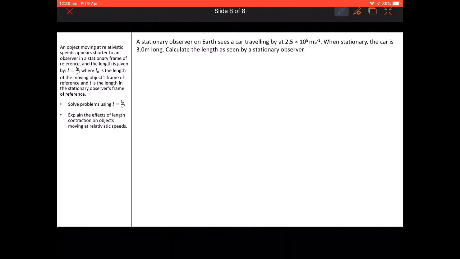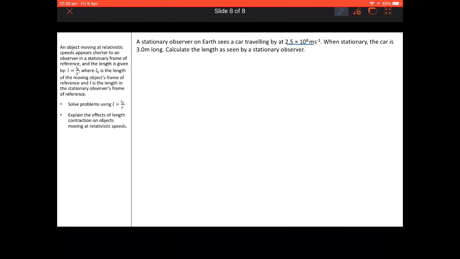So as an example, a stationary observer on Earth sees a car travelling at 2.5 times 10 to the 8 metres per second. When stationary, the car is 3 metres long. Calculate the length as seen by a stationary observer. So this speed here is a relativistic speed. It's at least 3/10 of the speed of light. In fact, it's much more, about 5/6. And we need to calculate the length that a stationary observer sees.